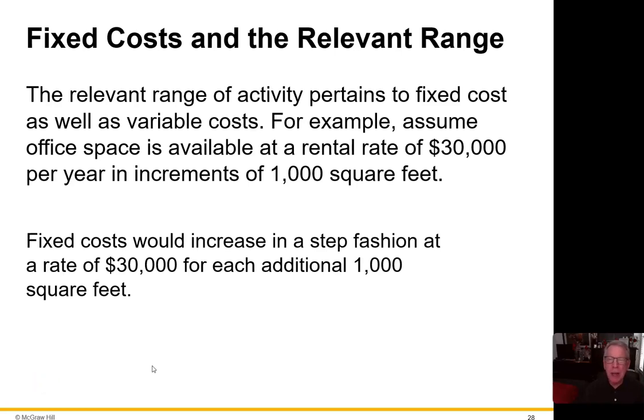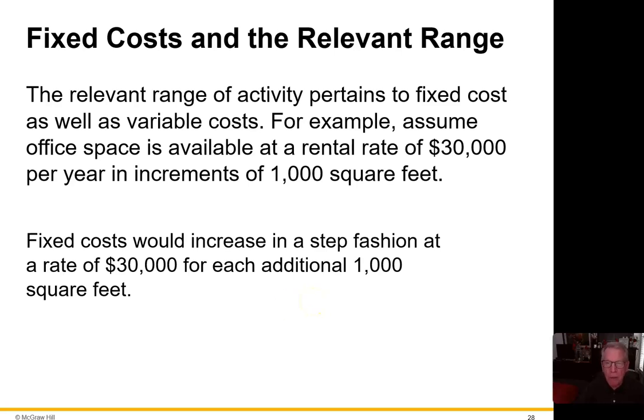Hi everybody, and welcome back to video number 2 in chapter 1. When we left off, we were looking at fixed costs and the relevant range. The relevant range of activity pertains to fixed costs as well as variable costs.